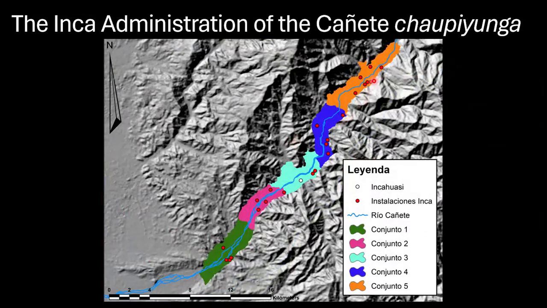The first of them is based on the Inca imperial administrative facilities. We identified that these settlements are clustered at different areas in the Chaupiyunga. Based on this, we modeled territorial units in which we believe the Inca divided the Chaupiyunga to administer it.